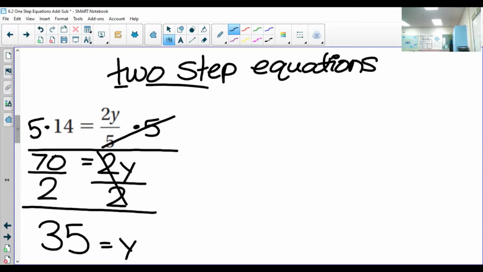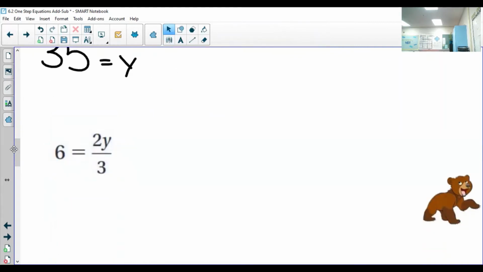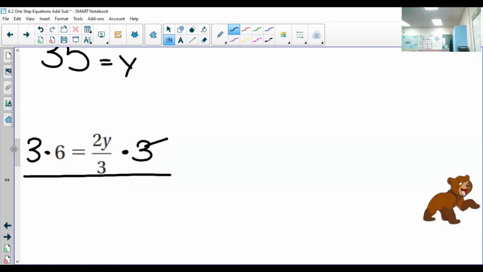Ooh, that was good. All right, let's try another one just like that. Try and get the hang of it. Okay, we have 6 equals 2y divided by 3. So the very first thing I'm going to do is get rid of this fraction. And in order to do that, I have to times by 3 on both sides. All right? Now, these 3's are going to cancel. So all I have over here is 2y equals, what's 3 times 6? 18.